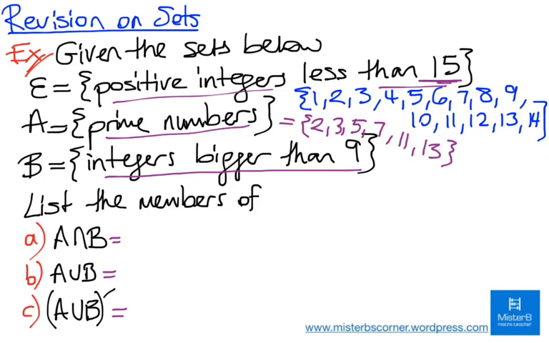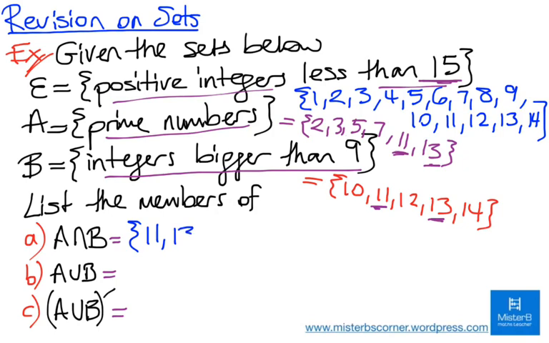And the same thing applies for B, right? It is going to be integers bigger than 9, so it's going to be 10, 11, 12, 13, and 14. That's it. Now, A intersection B, I'm looking for the members in common. So it is going to be 11, right, and 13, each of which I'm going to write once. 11 and 13. That's it.